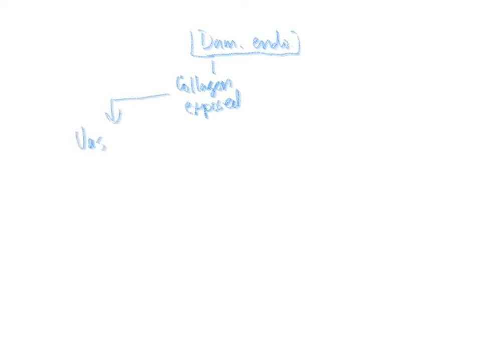Okay, so let's go through this process. Let's say we start with damaged endothelium here. That's what started it all, right? That damaged endothelium leads to some collagen that is exposed. And it's really that exposed collagen that becomes a trigger for several things to happen. One thing that happens is it triggers the vasoconstriction, which we've talked about.